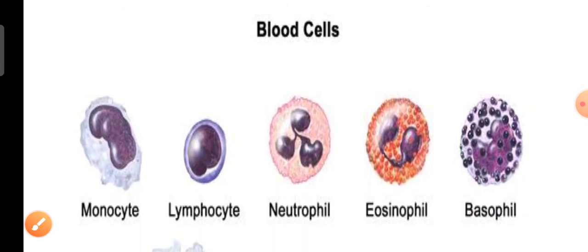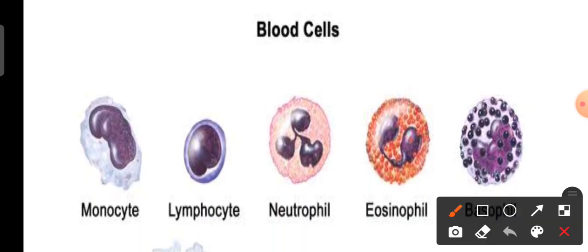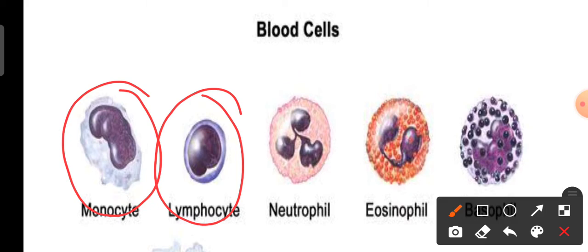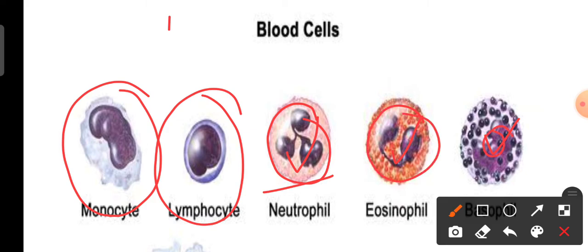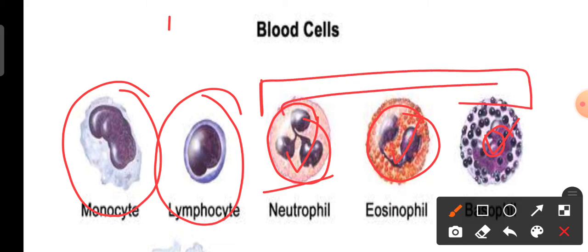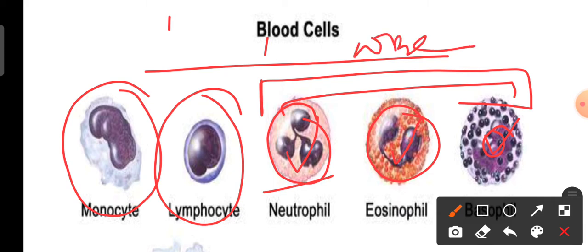Here are the different blood cells you can see in the image. This is the monocyte, what I was talking about right now, and this is the lymphocyte. This is neutrophil, this is eosinophil, and this is basophil. Here is the nucleus, and this also has a nucleus, and here inside there is also a nucleus, because RBCs are non-nucleated but WBCs are nucleated. These all are WBC.